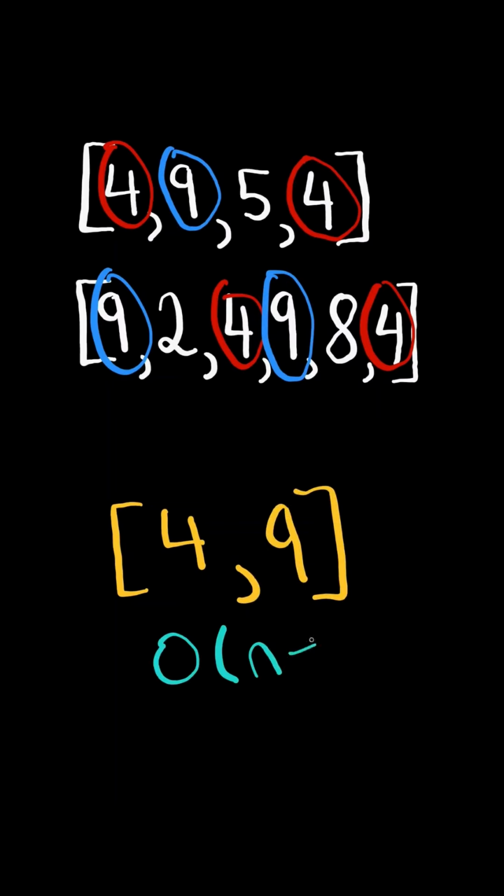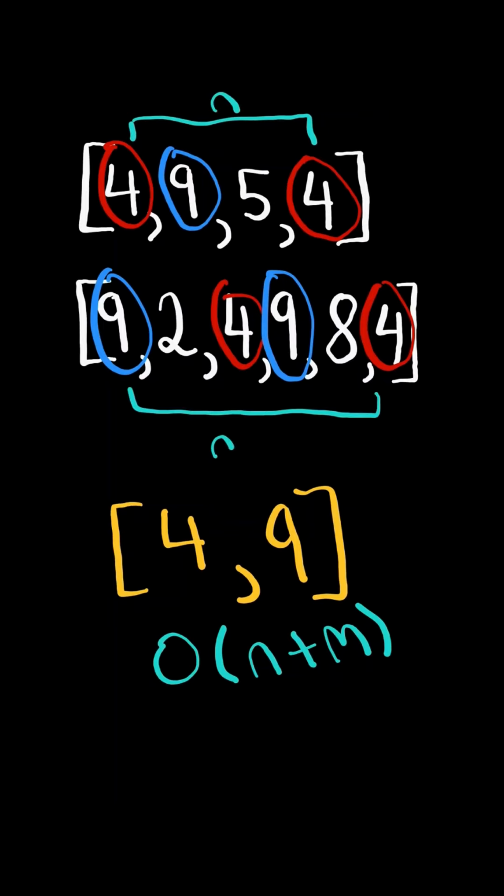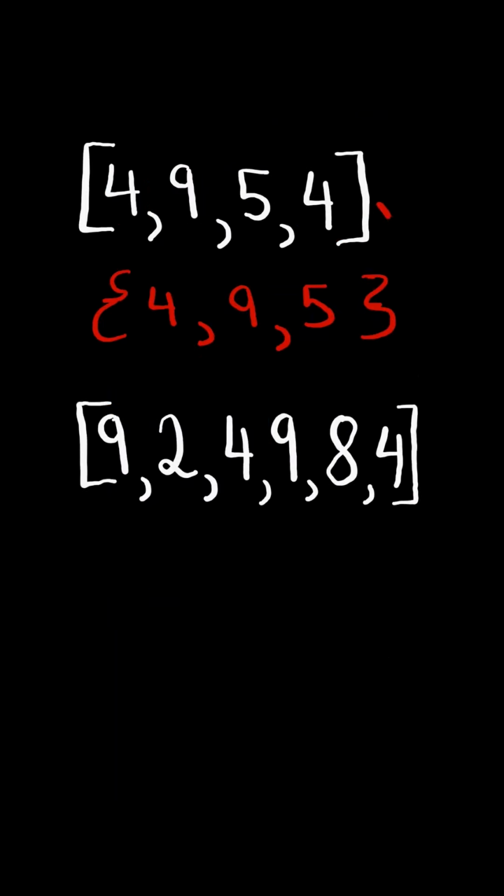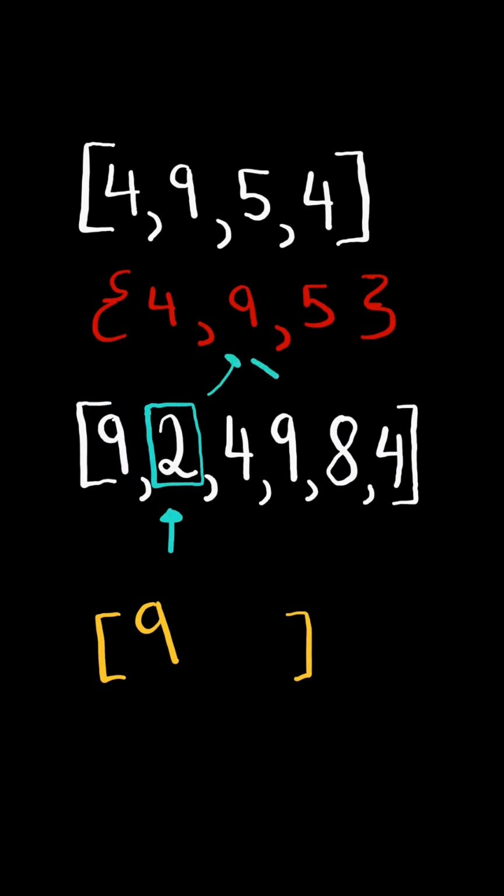We will solve this in O of n plus m time, where n is the length of list 1, and m is the length of list 2. First, we convert list 1 into a hash set. Then we iterate through list 2. If the element exists in the set, then we add it to our list. If the element does not exist in the set, then we do not add it to our list.